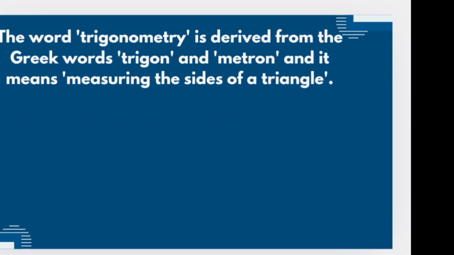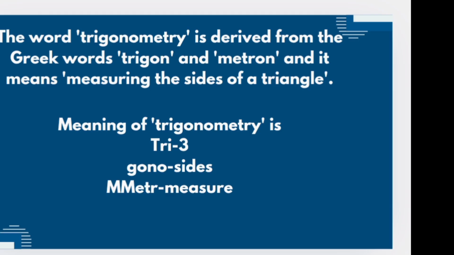So coming to trigonometry. What is trigonometry? The word trigonometry is derived from the Greek words trigono and metron. It means measuring the sides of a triangle. What is the meaning of trigonometry? It is combined from three words: tri, gono and metry. Tri means three, gono means sides or angles, and metry means measure.